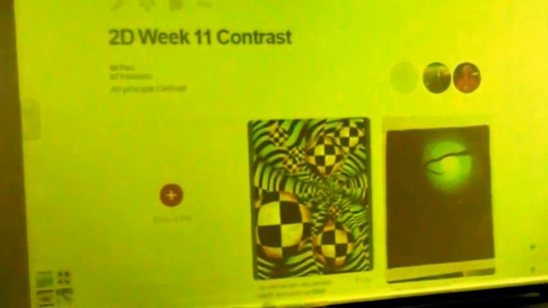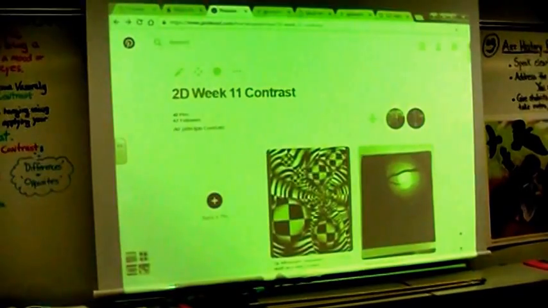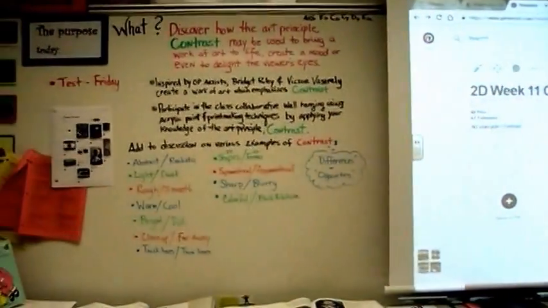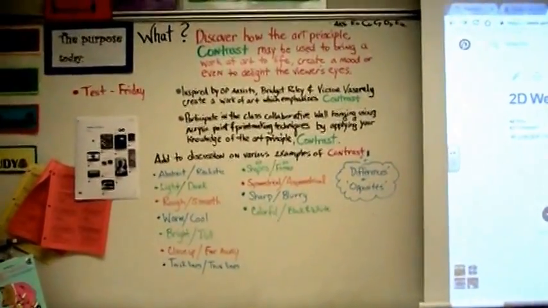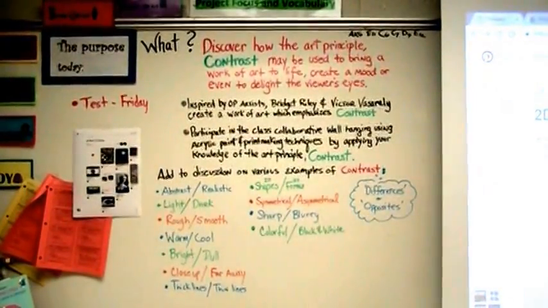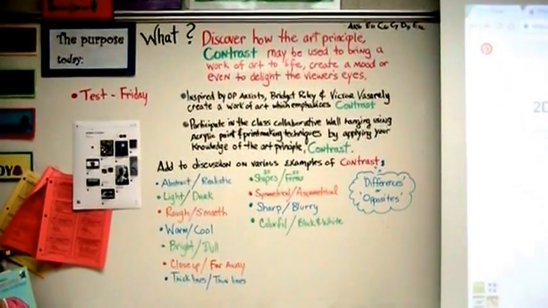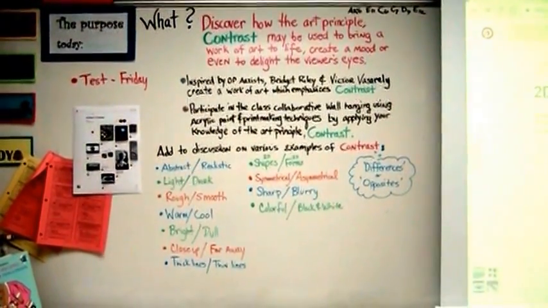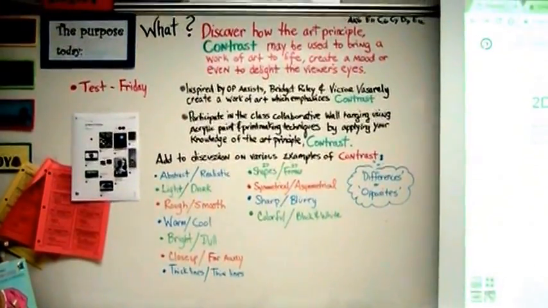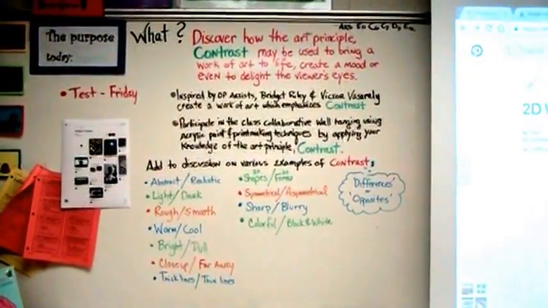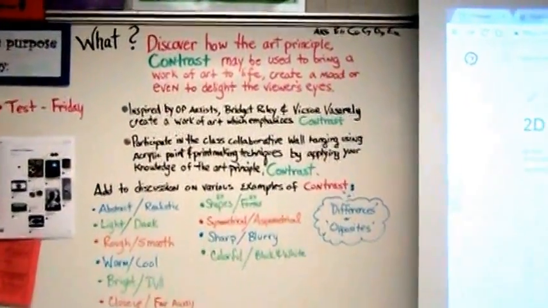This is our Pinterest page, has some great videos on it, I'll point out later, and some good examples of what we're going to be doing. Today, we are discovering how the art principle contrast may be used to bring a work of art to life, create a mood, or even delight the viewer's eye. And you can see here that I use two contrasting colors, complementary colors, red and green.